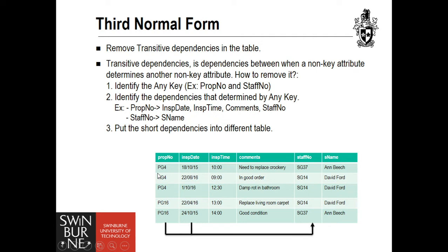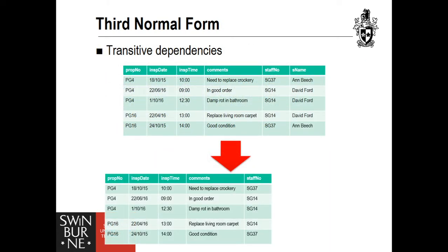After that, we separate it. So we can see the staff number and the staff name, we separate it to another table. So after that, we can have 2 different tables.